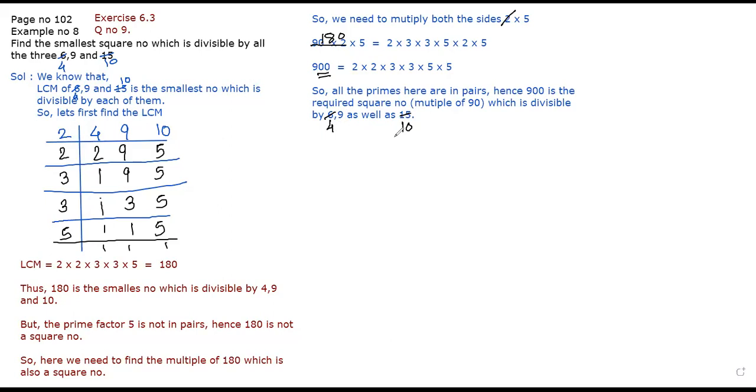So 900 is the smallest square number, which is divisible by 4, 9 and 10. Yes or no? Yes, sir. Everybody has got the answer.